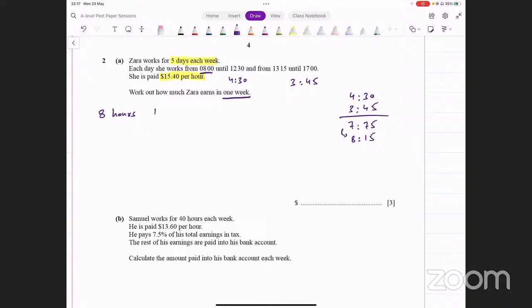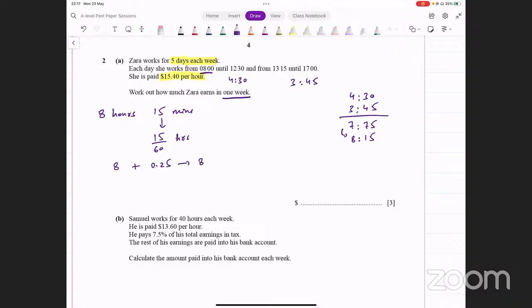Then you've got 15 minutes. 15 minutes को हम कन्वर्ट कर लेते हैं hours के अंदर. क्या करेंगे? 15 over 60. What is that going to give us? That's going to give us 0.25. So we've got 8 plus 0.25.